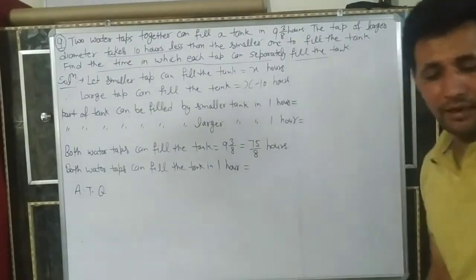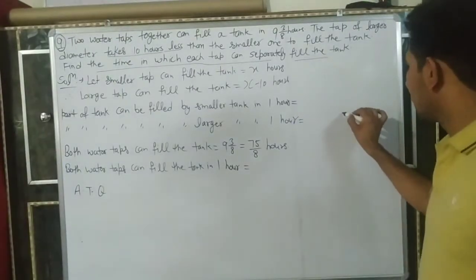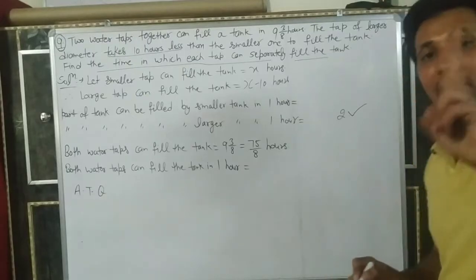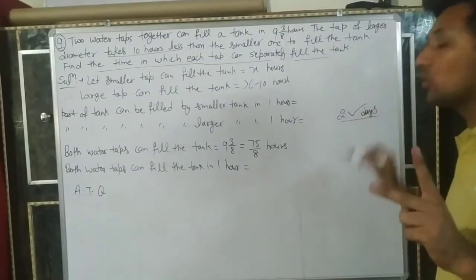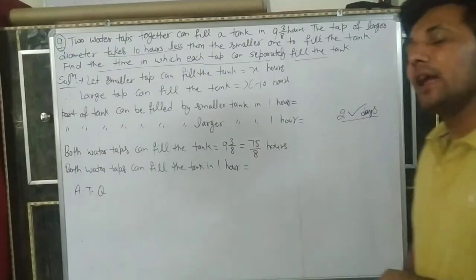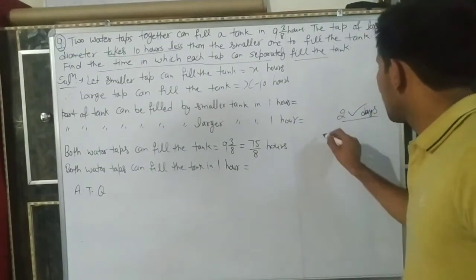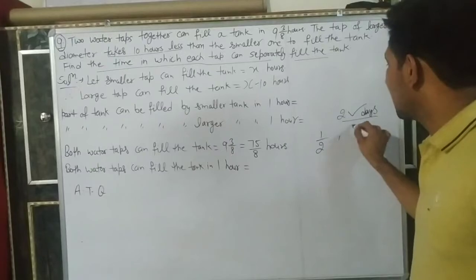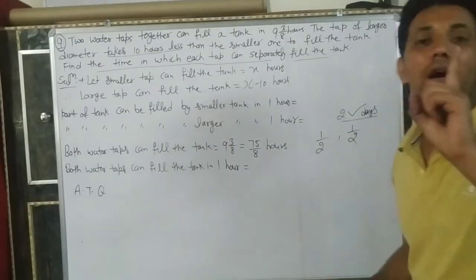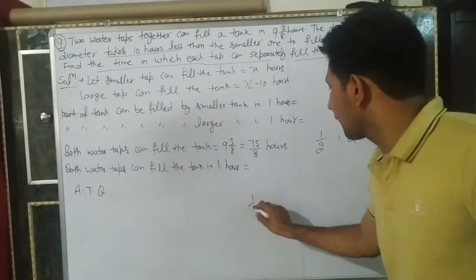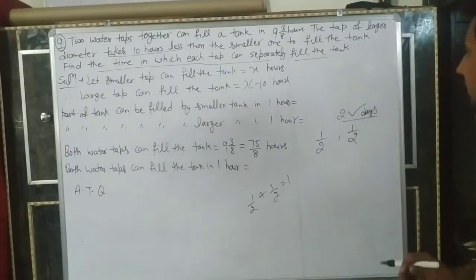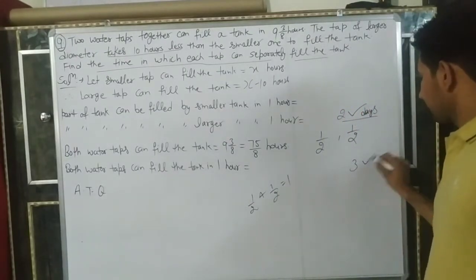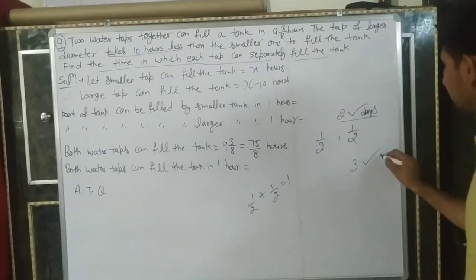If you can finish a work in 2 days, in how many days? In 2 days. So in 1 day, how much work will you finish? Half the work. In the next day also half the work, because the work is always 1. Half plus half, how many? It is 1. Now suppose you can finish a work in 3 days.